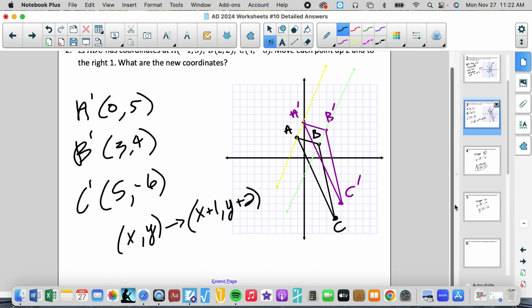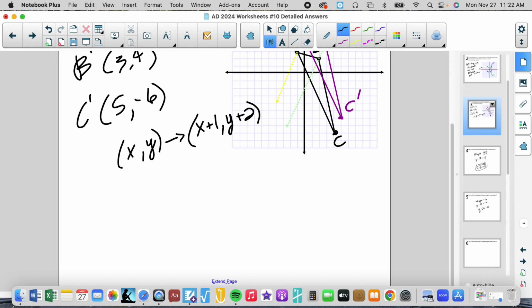And then what is the line that C moved along to create C prime? So C prime, slope's still 2. Let's do the old rickety way. Down 2, left 1, down 2, left 1 will take us to the intercept.